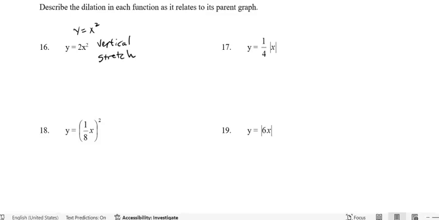When you multiply, of course this is the absolute value parent, by a fraction between 0 and 1 in front of the absolute value, this is called vertical compression. Okay, as soon as we move numbers on the inside, that automatically makes these horizontal effects. So both of these are going to be horizontal. Outside is vertical.